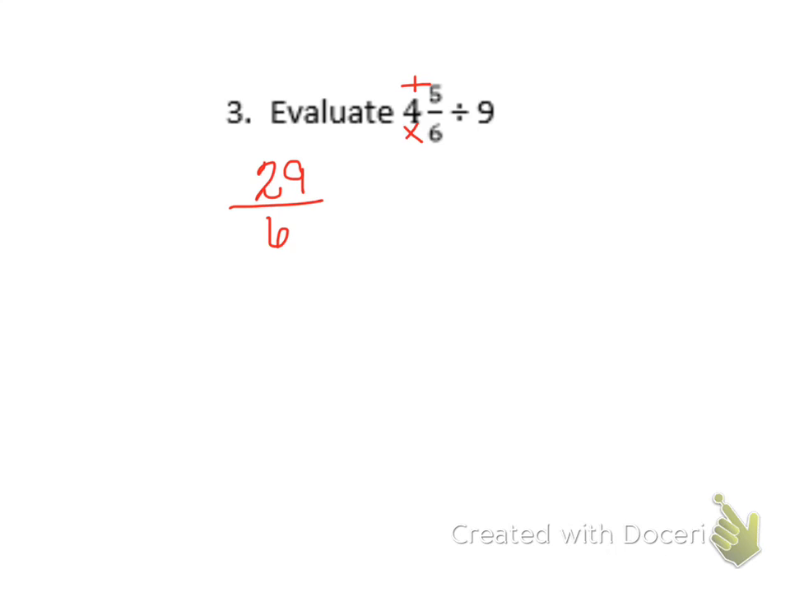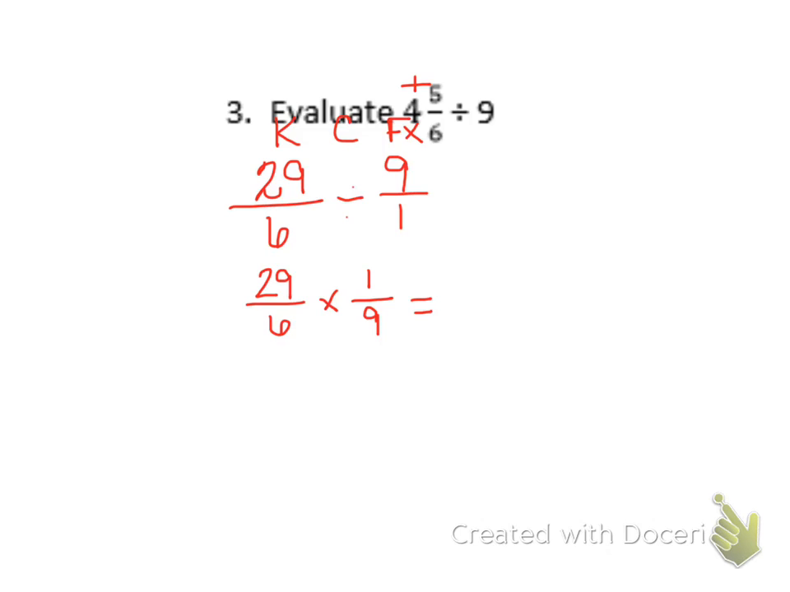Now, before I just skip and make it a multiplication problem, I want to write my problem out with all fractions. So I'm going to keep my division sign. Positive 9 would be written as 9 over 1. Now that I have it set up with all fractions, I'm going to keep, change, flip. So I'm going to label it keep, change, flip. I'm going to keep the 29 over 6. I'm going to change my division to multiplication, and I'm going to flip the 9 over 1. I'm going to write the reciprocal, which is 1 over 9.